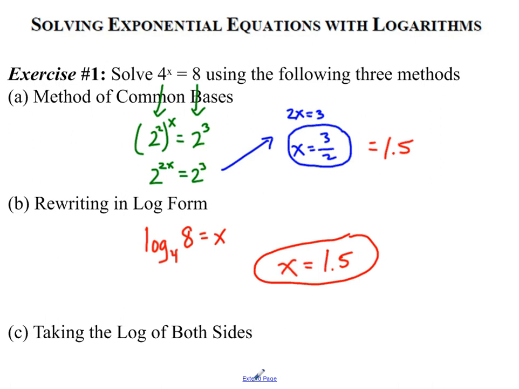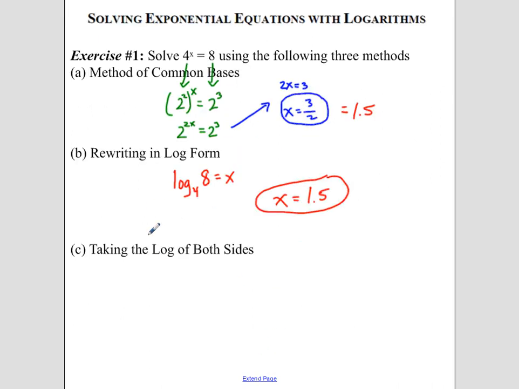Okay, last method. Okay, taking the log of both sides. Check this out. Log is a function. In addition to being an exponent, it's a function. So let's start with 4 to the x equals 8. And what we can do is take the log of both sides, just like I could add 5 to both sides, or take the square root of both sides. I can take the log of both sides. Check this out. Log of 4 to the x equals log of 8.